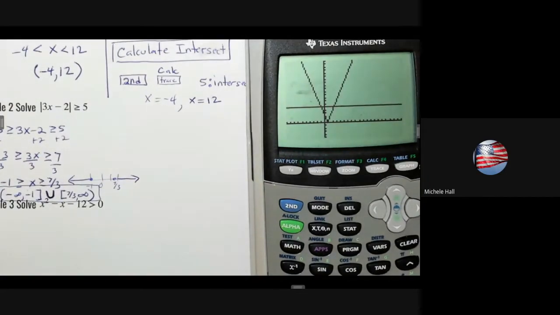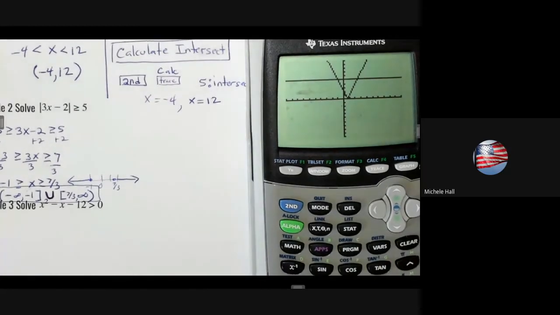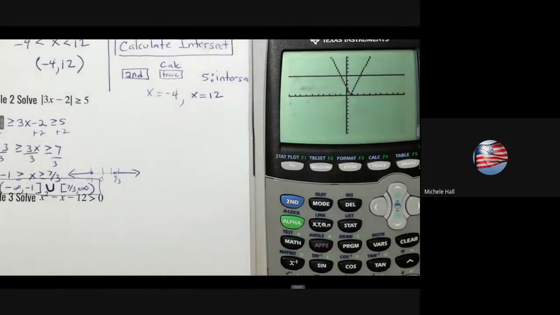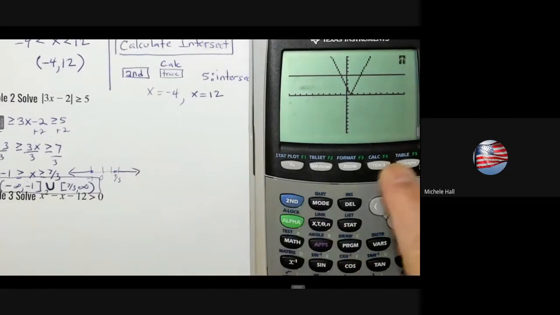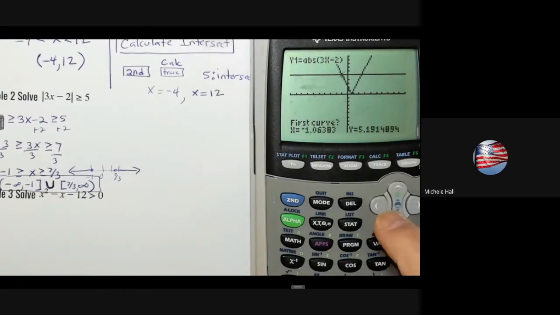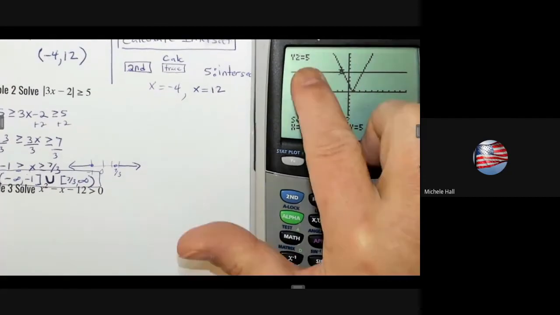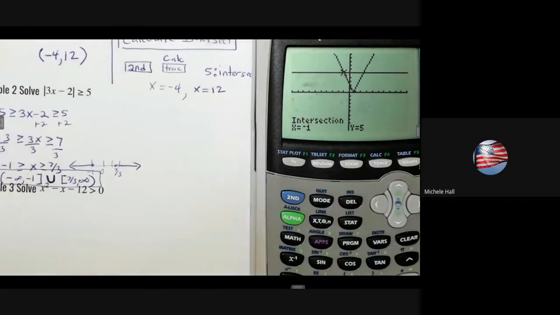I'm going to set my graph back to the standard zoom number 6. All right. We're going to do an intersection of the first side. We are looking for the intersection. We're going to calculate. So we go to second, calculate, number 5. We're going to go up to where it's intersecting. The first curve is the absolute value, yes. And the second curve is y equals 5, yes. Okay. The intersection is at x equals -1.